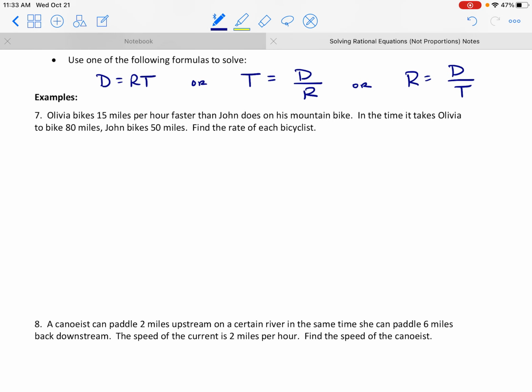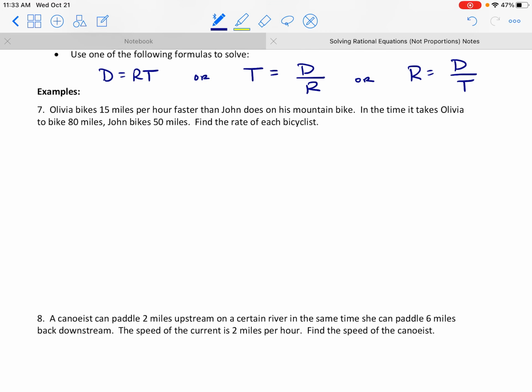So for example, we have Olivia that bikes 15 miles per hour faster than John does on his mountain bike. And in the time it takes Olivia to bike 80 miles, John bikes 50 miles. We're going to find the rate for each bicyclist. So let's organize this into a table where we put in our distance and rate and time for two people. We have Olivia and we have John. Okay, so it says that Olivia's biking 15 miles per hour faster than John. In the time that it takes Olivia to bike 80 miles, John bikes 50.